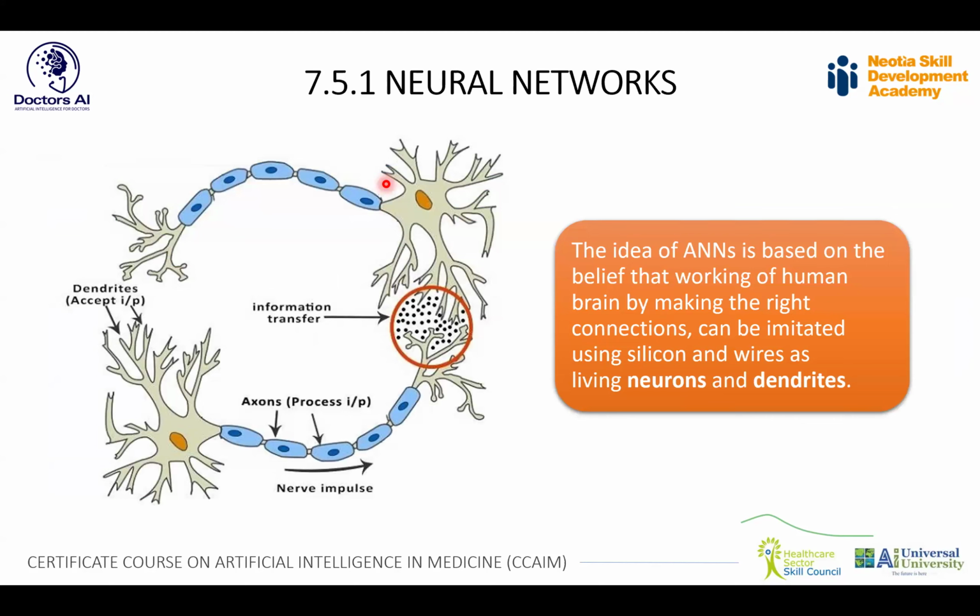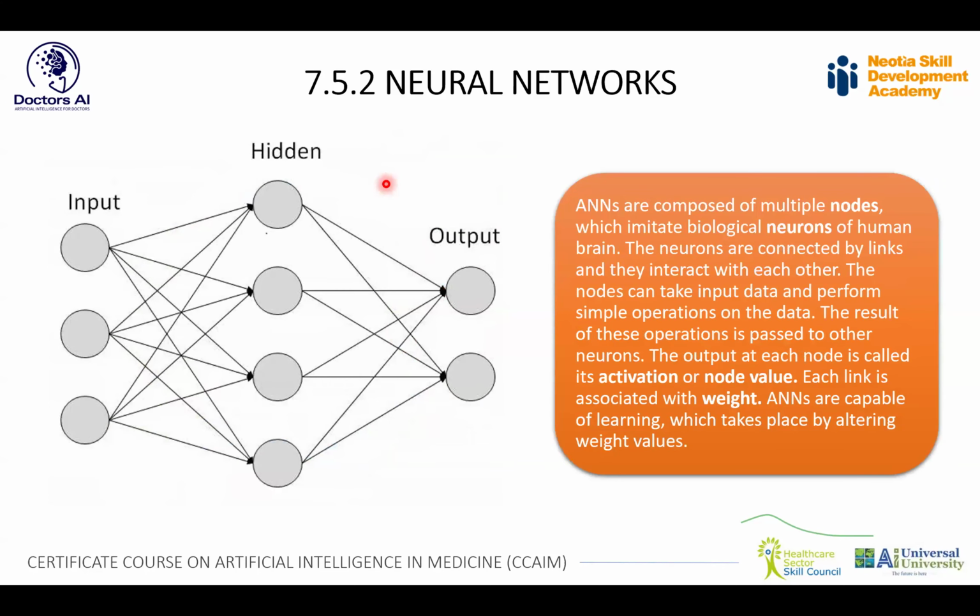This is something which is our neural networks, right? It's the human brain. By making the right connections, we have the neurons and the dendrites and the axons. The exact same thing is replicated in artificial neural networks. Artificial neural networks are composed of nodes which imitate the biological neurons. The neurons are connected by links and they interact with each other.